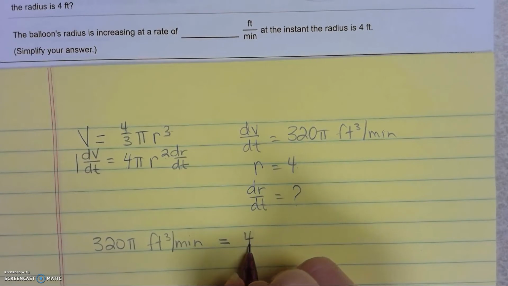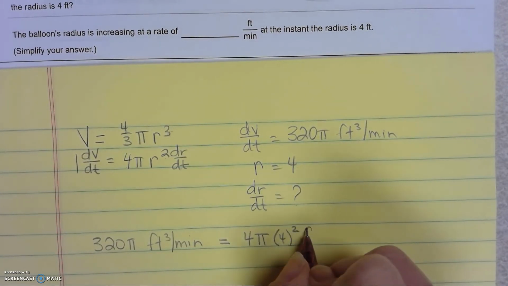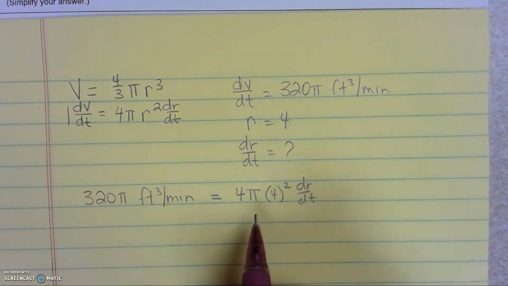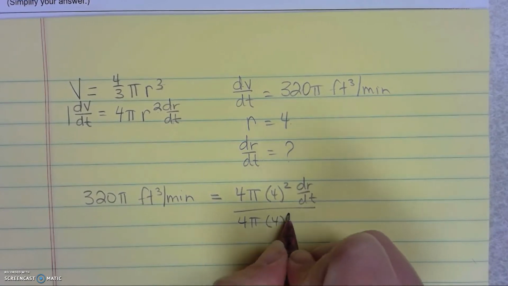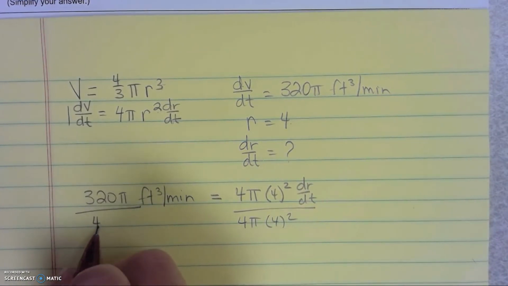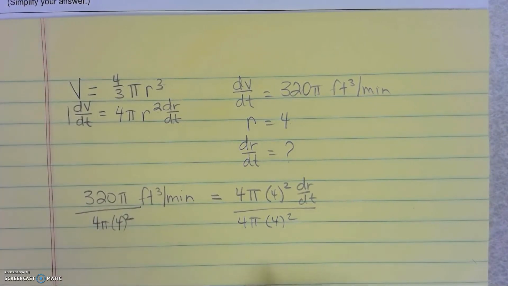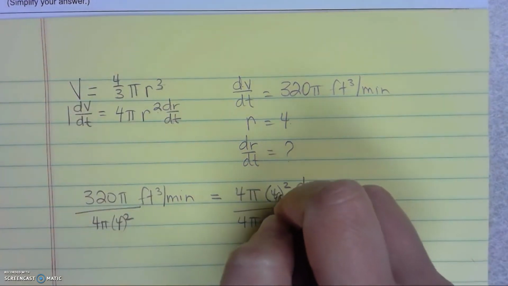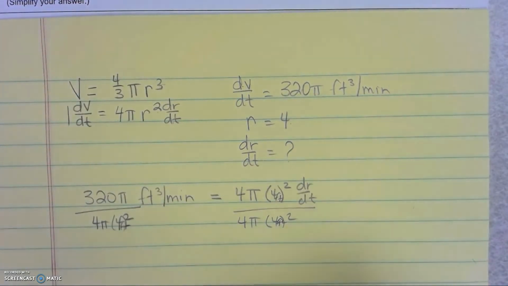Then I'm going to say 4 pi times 4 squared dr dt. Alright, and because I'm solving for dr dt, I want to get it by itself. So I'm going to divide both sides of my equation by 4 pi 4 squared. And this is also, let's see, this is feet, so that's going to be feet squared.